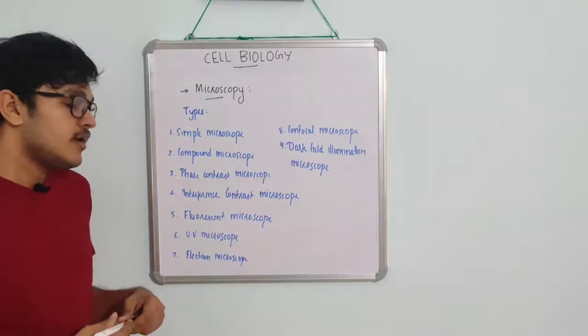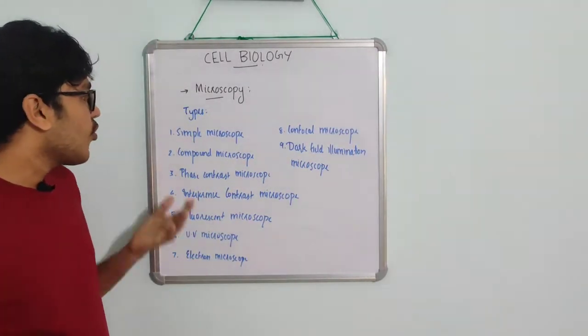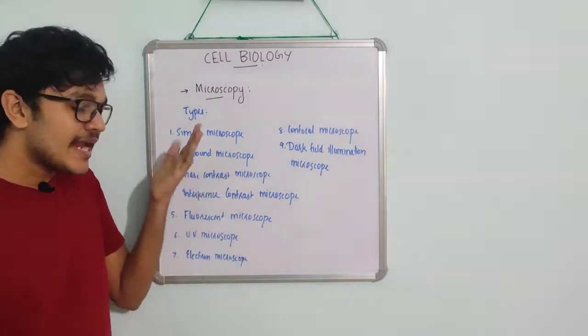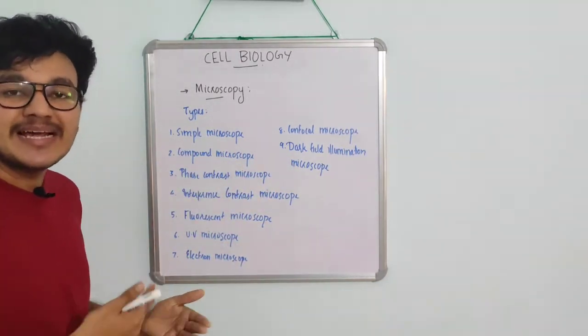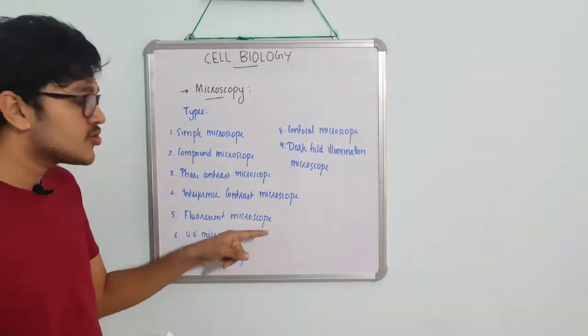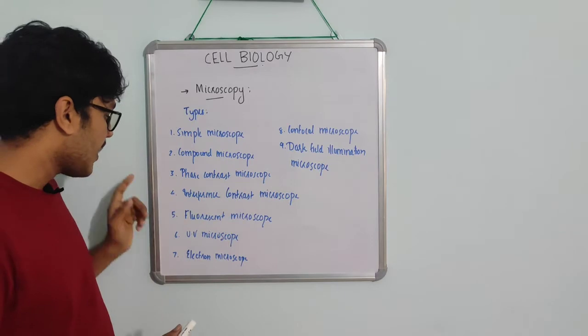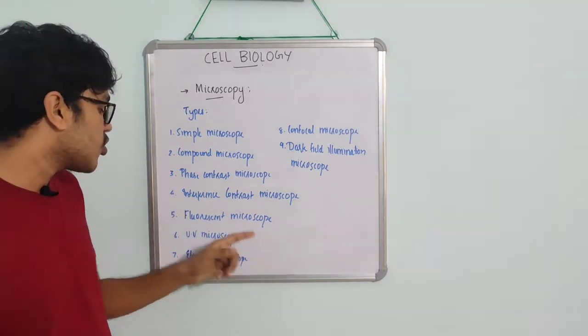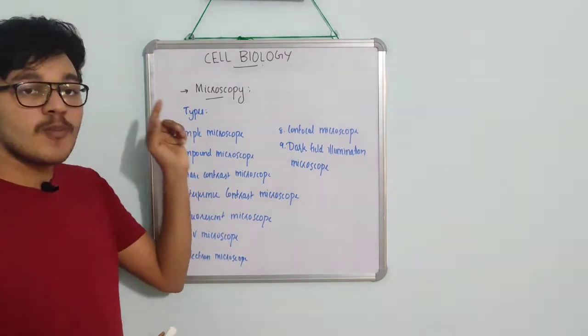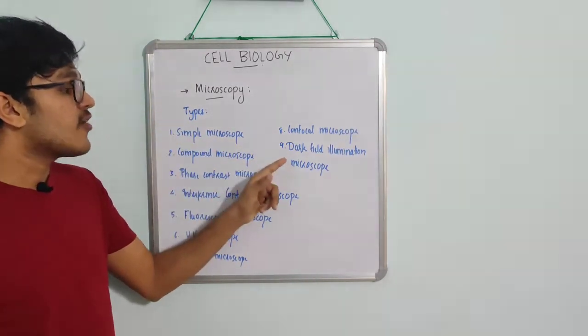Now the next thing that we have to focus on here is the types of microscope. We have to deal with the different types of microscope in brief to understand the basic concept of all these microscopes. The first one is the simple microscope, then the compound microscope, the phase contrast microscope, and the fourth one is the interference contrast microscope, fluorescent microscope, UV microscope, electron microscope, confocal microscope, and dark field illumination microscope.